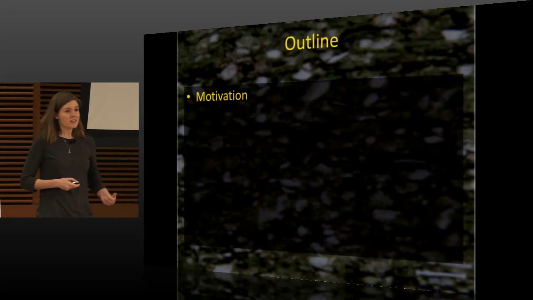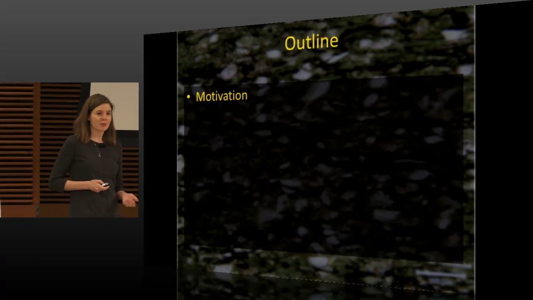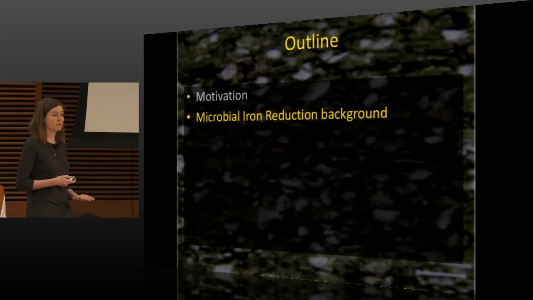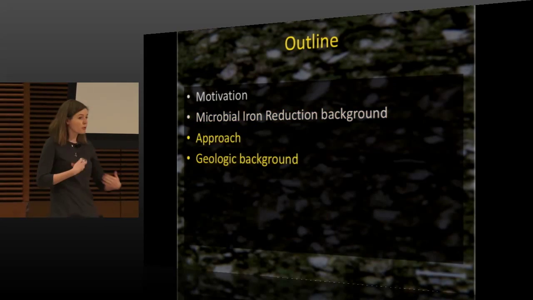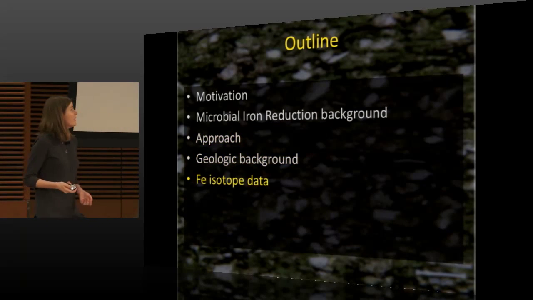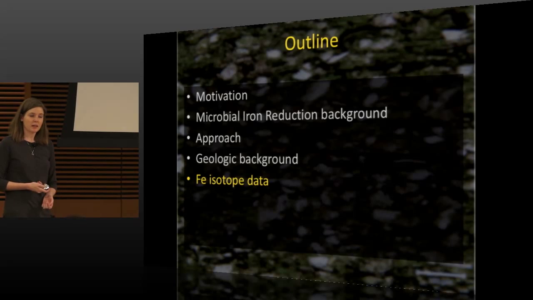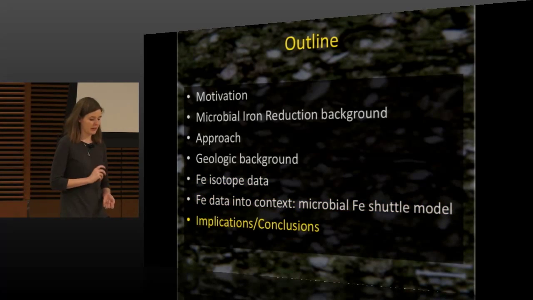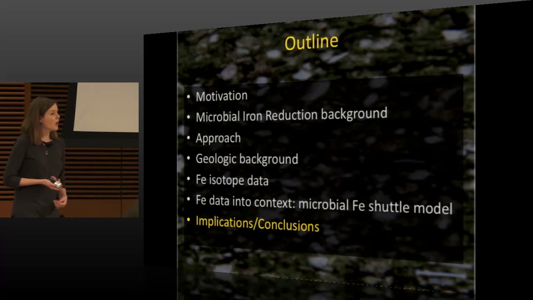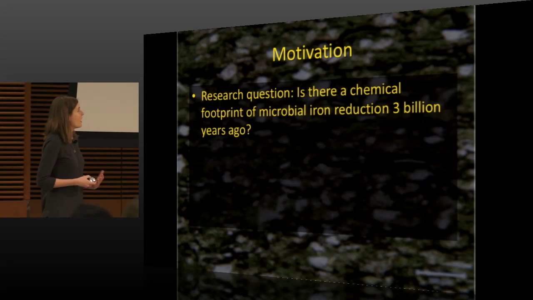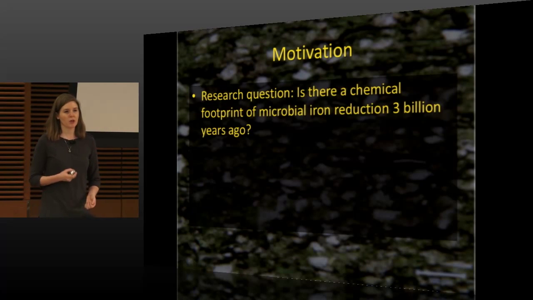So I'm going to start off today talking about the motivation behind my research. Then I'm going to go into background on dissimilatory iron reduction. I'm then going to go into the approach behind my research and give some background to my field area. And then I'll present some iron isotope data, put it into context in a model, and tie everything together with some implications and conclusions.